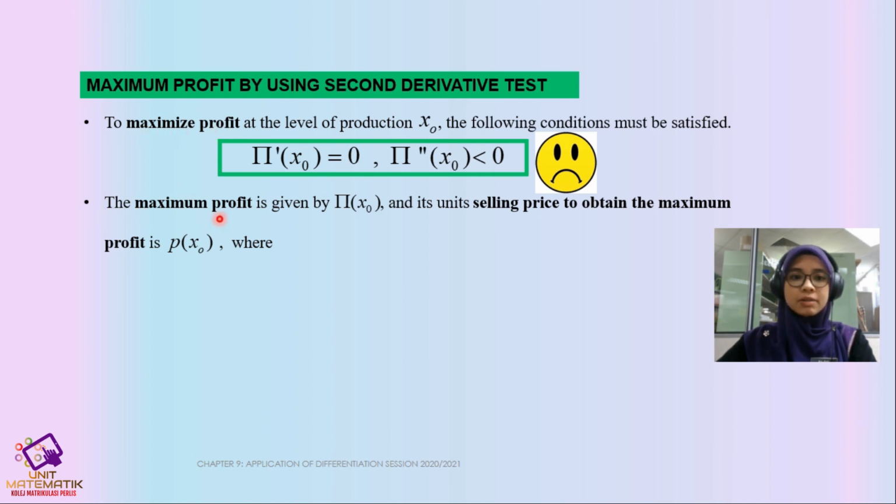So the maximum profit is given by π(x0), and the unit selling price to obtain the maximum profit is p(x0), where p(x) equals R(x) over x. So now, let's look at an example regarding profit.